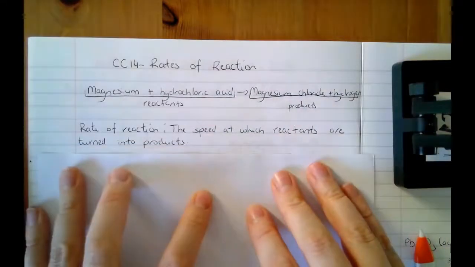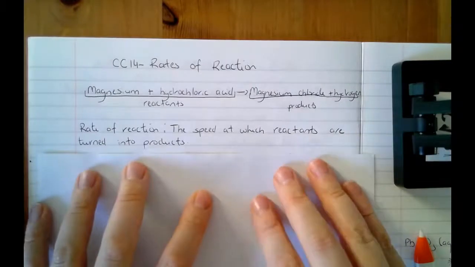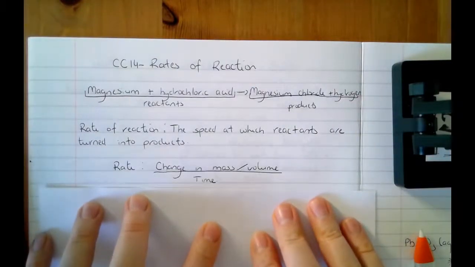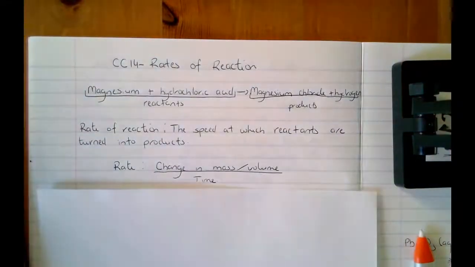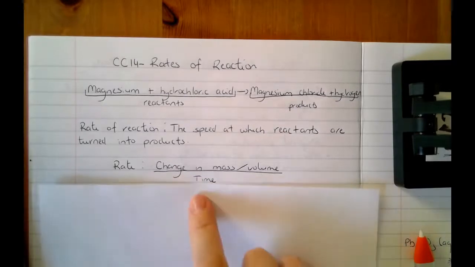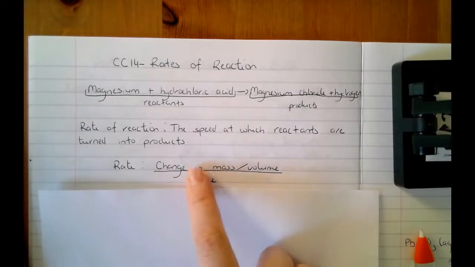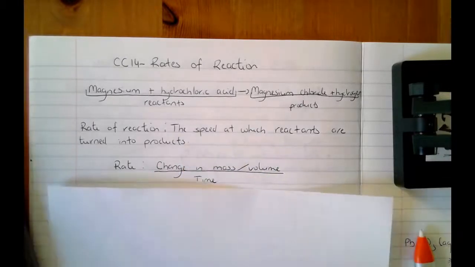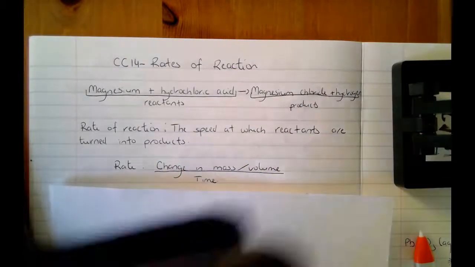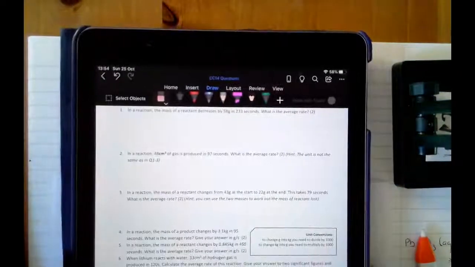In order to actually calculate the rate, you need two pieces of information. You need to know the change in mass or the change in volume of one of the chemicals involved. So that could be the change in mass of one of your reactants or the change in volume of a product. And you need to know how quickly this change is occurring. So you need to know the time taken for this change. So it's going to be the change divided by the time. If we look at some sample questions on this, you'll see that the calculation is straightforward.